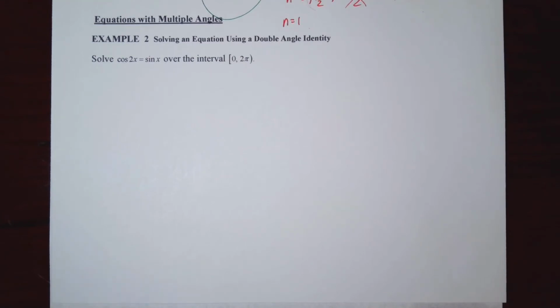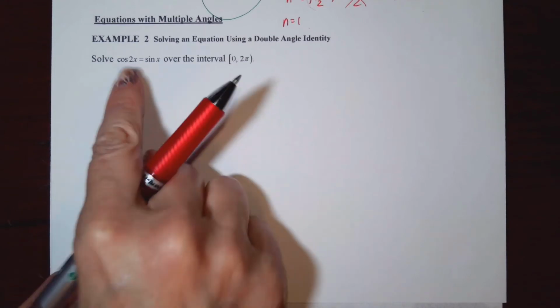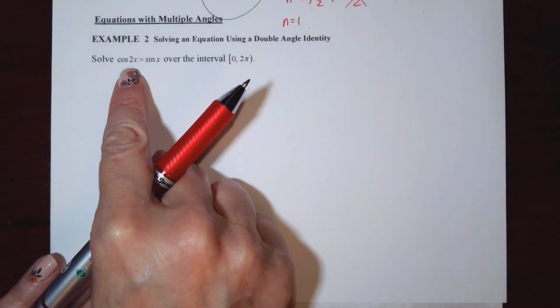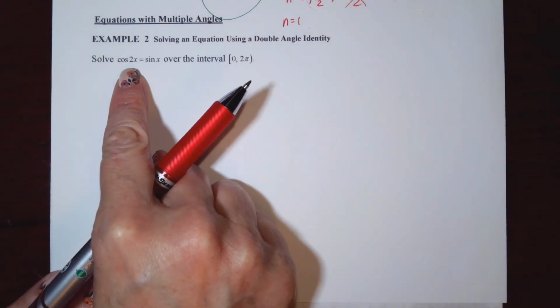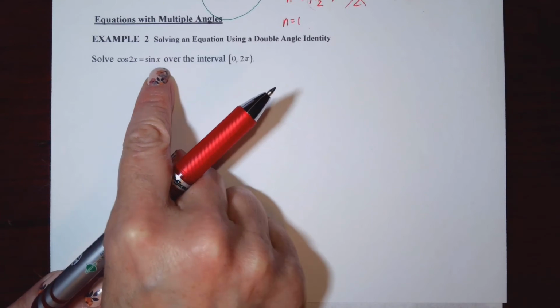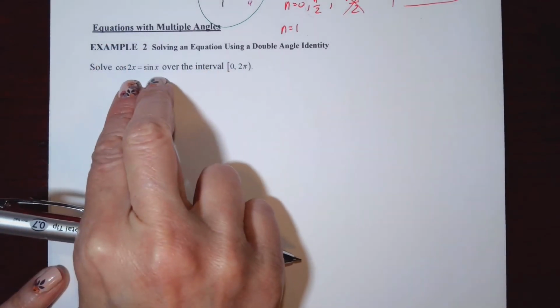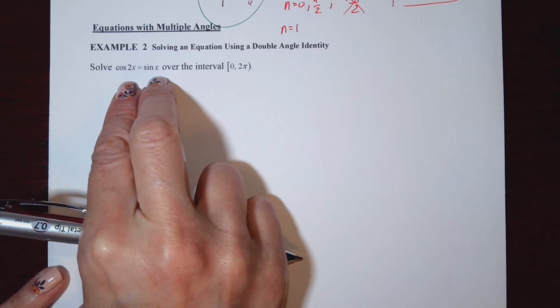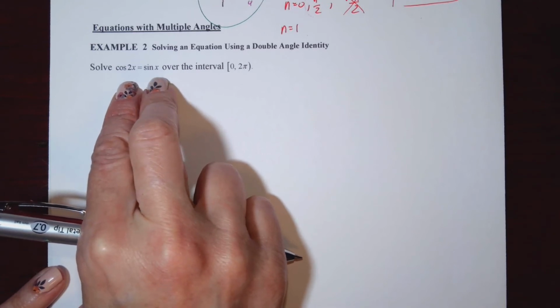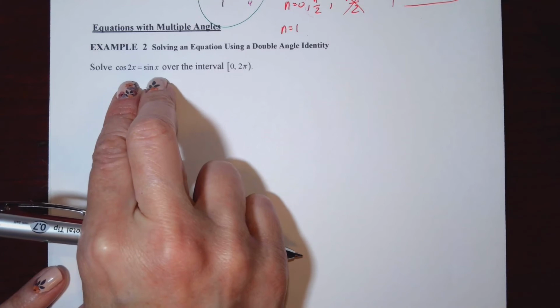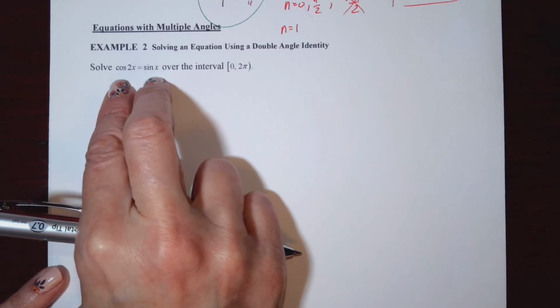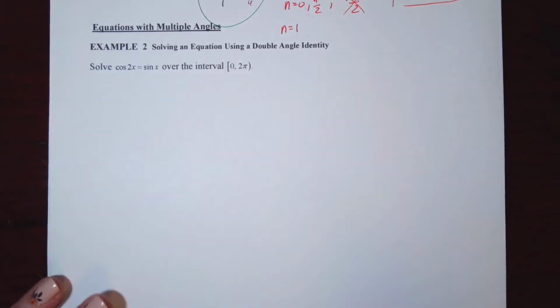What if we have multiple angles? That was a half angle. This time we have a double angle. Not only do we have a double angle here, but we just have x here. We can't do that. We've got to have our argument expressed the same way on both sides of our equation. And not only do we have different arguments, we have different function values, so that's a problem.